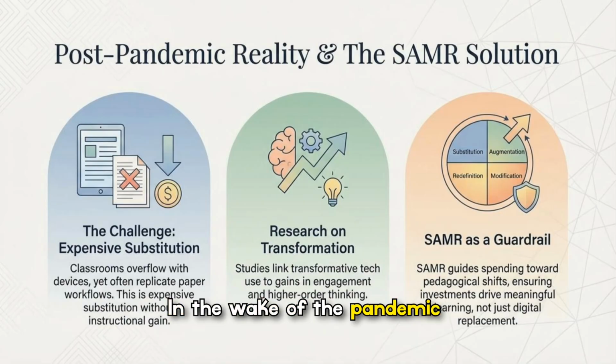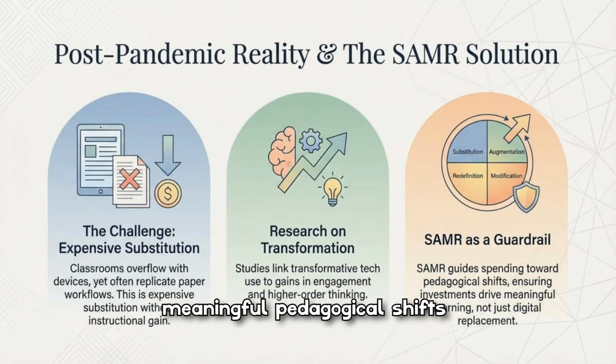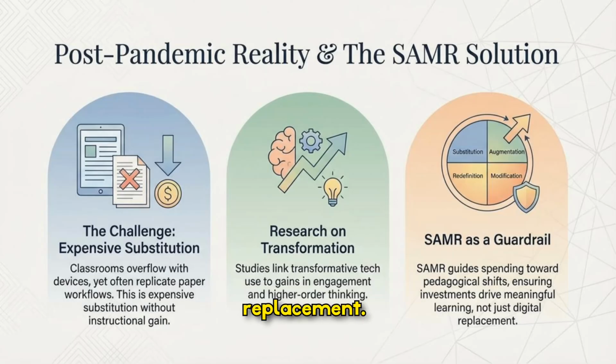In the wake of the pandemic, classrooms often ended up with expensive substitutions that simply replaced paper with devices, offering little instructional gain. Research suggests that transformative tech use can boost engagement and higher-order thinking, and SAMR acts as a guardrail to ensure spending drives meaningful pedagogical shifts rather than mere digital replacement.